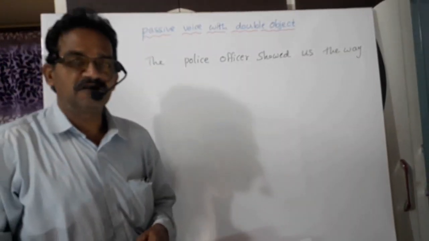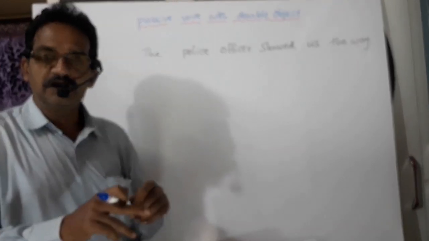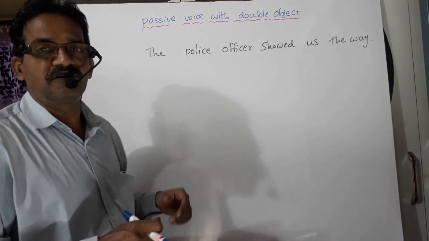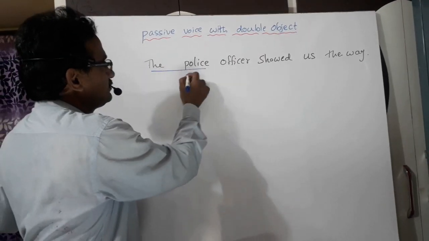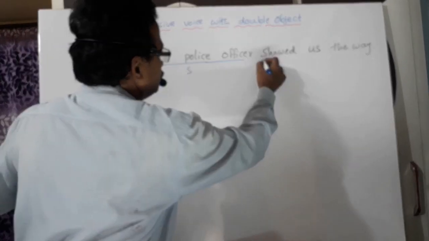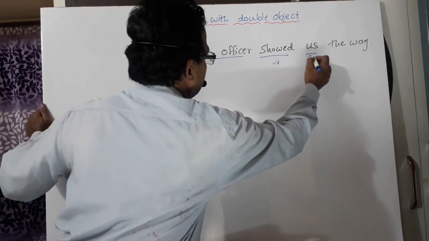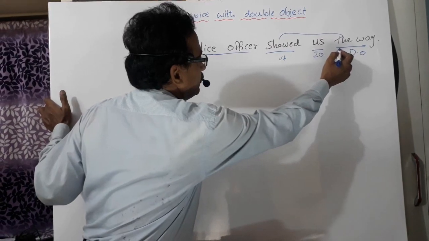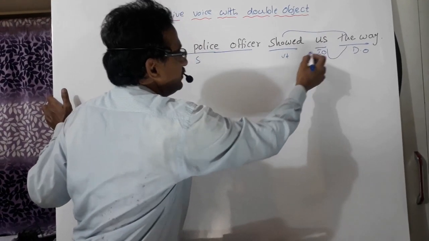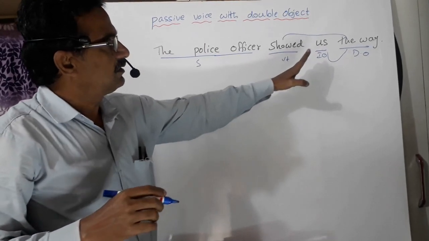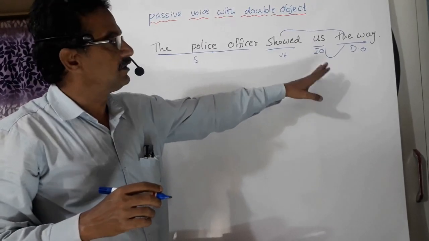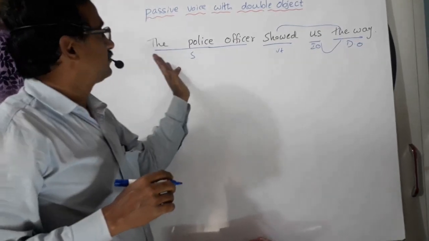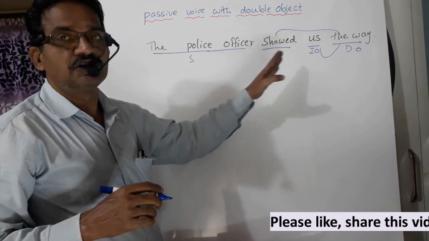Let's review the lesson once. We learned today how a double object pattern of sentence can be changed into passive voice. Here the subject is the police officer, showed is the transitive verb, us is the indirect object, and the way is the direct object. What did he show? The way. And who is the recipient of this action? Us. This is called the indirect object. When you place the direct object first and the indirect object next, there should be a preposition before that. So: the police officer showed the way to us.